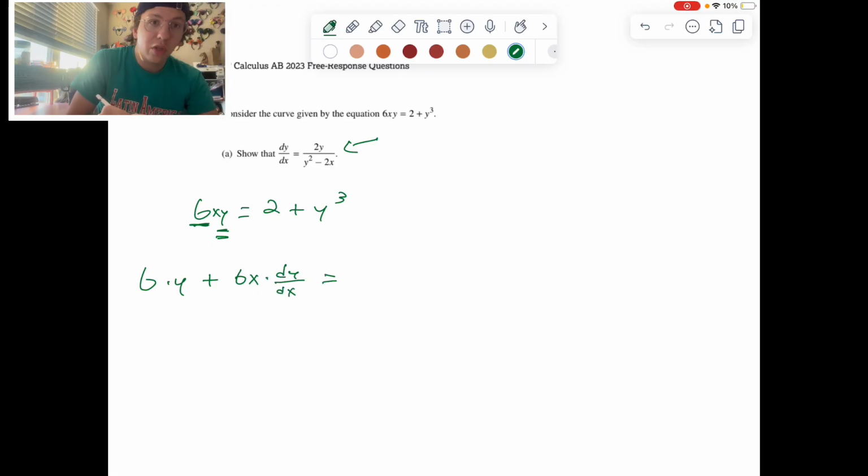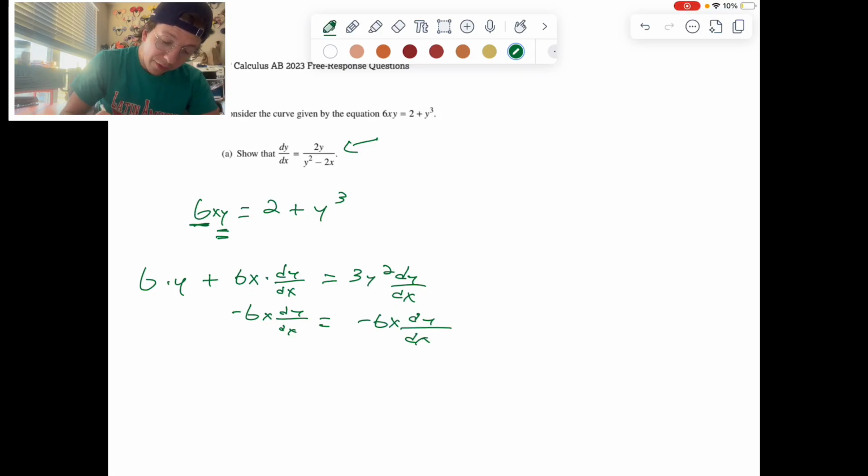That's all equal to the derivative of 2, which is 0. So I'm not going to write anything. And then the derivative of y to the third, that is going to be 3y squared dy over dx. Almost forgot that. Whenever we take the derivative of y, we need to include dx because we're taking the derivative with respect to x here. All right, so what I'm going to do is move all my dy dx's over to the right. And I'm going to keep that 6y on this left-hand side. I'm going to be subtracting that 6x dy over dx over to the left.